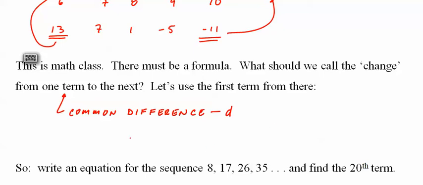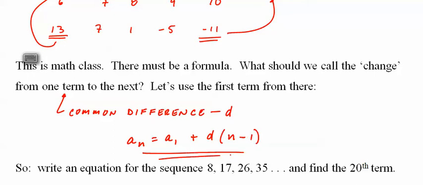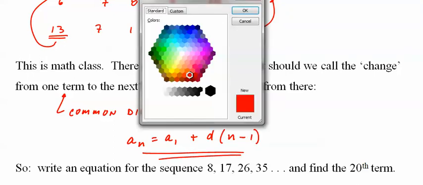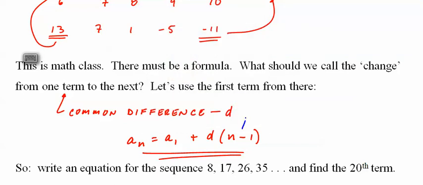So the formula for any term is the first term plus D times n minus 1. N minus 1 bothers people. You just have to remember, would it work for the very first term? The answer is no if you didn't have the n minus 1. If you just left it as n, you'd have D plus the first term equals the first term. That makes no sense. First term has to be itself plus 0.